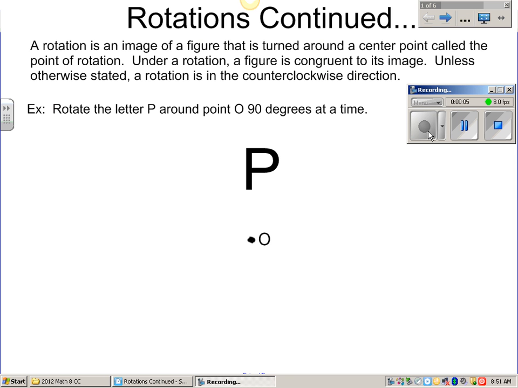So we're going to take what we've already learned about our rotations on a coordinate grid on your X and Y and all the rules that we used. Again, those have to be memorized. Those are your responsibility to know.